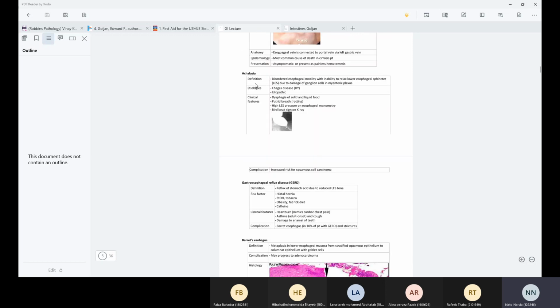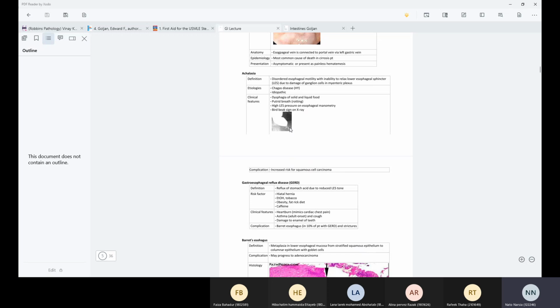Next condition is achalasia. I would say it is common. Here, pay attention to Chagas disease. That is high yield, because achalasia you usually find secondary to Chagas disease. They are related, and why? It is a disordered esophageal motility, as is written here.